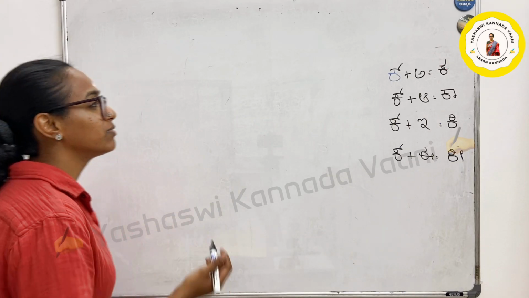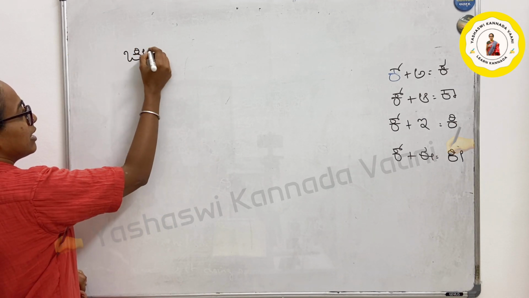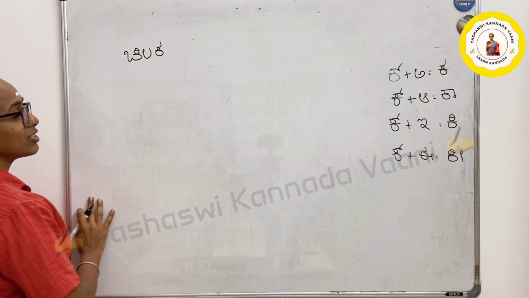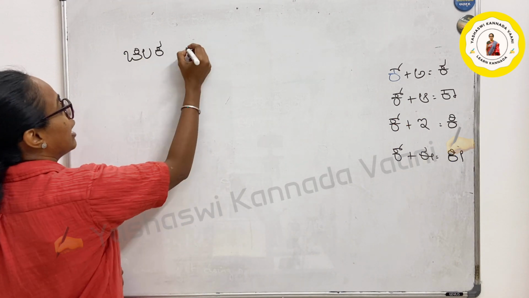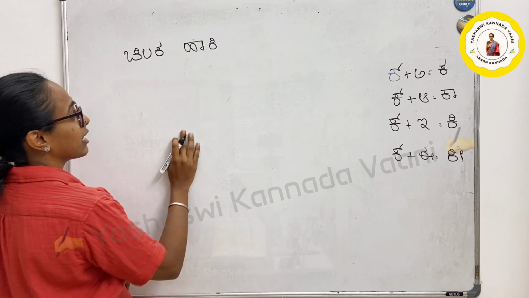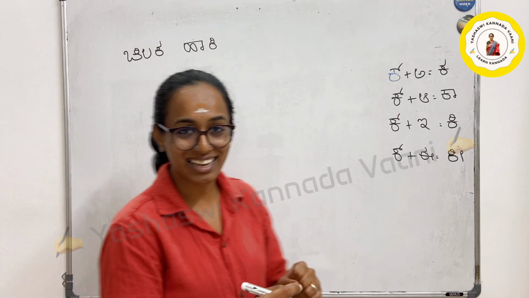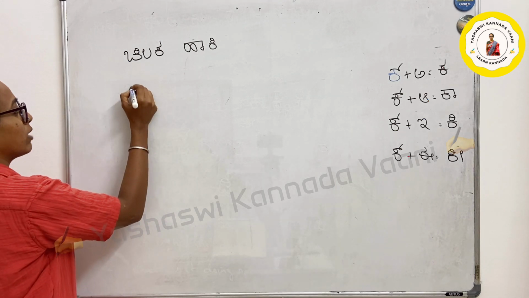Now, we'll take a word like chi, la, ka: chilaka. Chilaka means lock. What is this? Ha, ki. Haki means put. Put the lock. Chilaka haki. Clear?